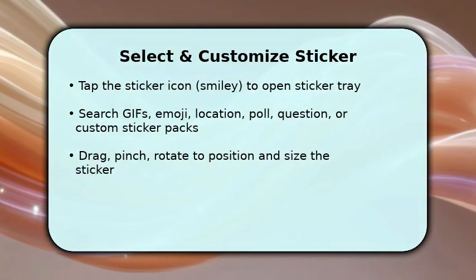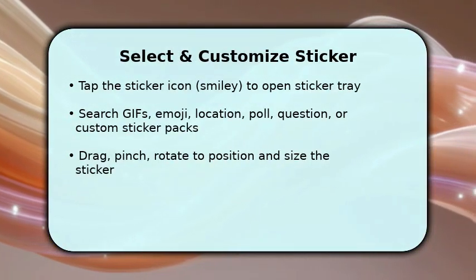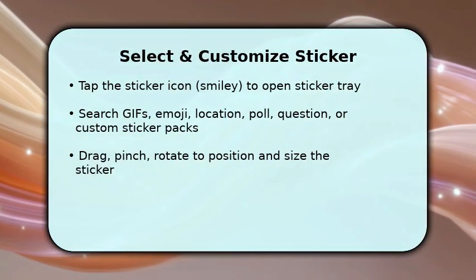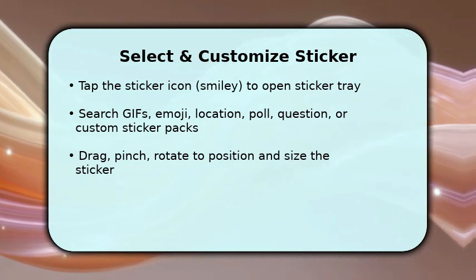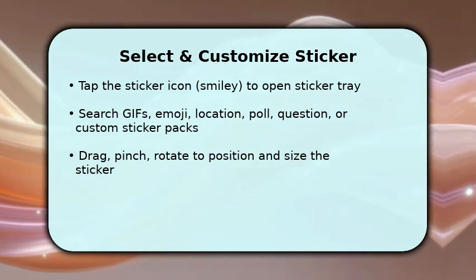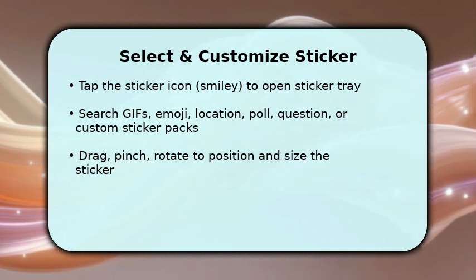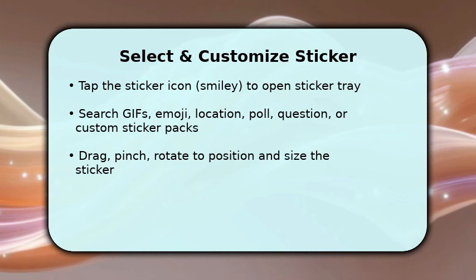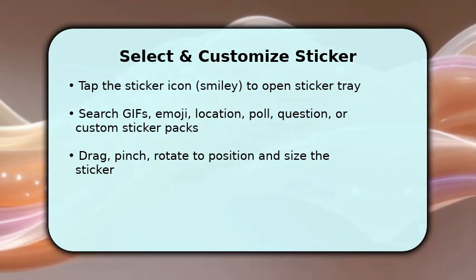You now tap the sticker icon, the smiley face, so you can choose type: static sticker, GIF via Giphy, emoji, location, poll, or question. Once selected, you can drag to move it, pinch to resize, and rotate with 2 fingers. These gestures position the sticker precisely.